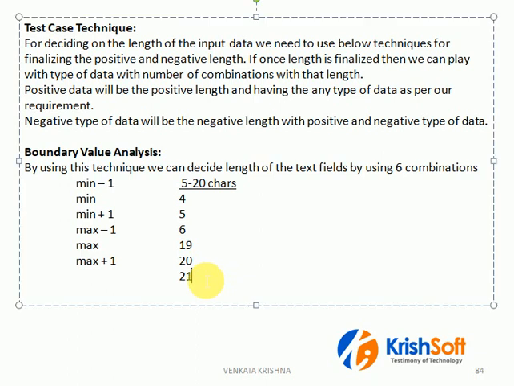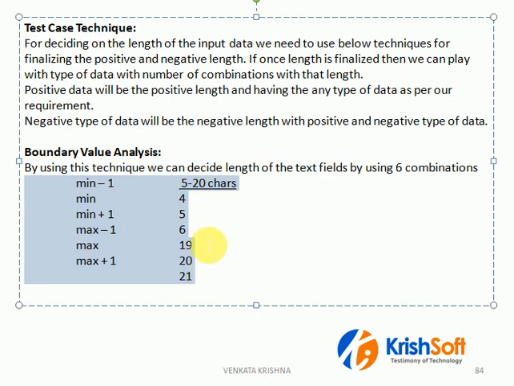Boundary value analysis tells you that if you want to verify any text field size, you need to verify only 6 values: minimum -1, minimum, minimum +1, maximum -1, maximum, maximum +1. In this case, I have taken a text field that should allow 5 to 20 characters, for example. Minimum -1 is 4, minimum is 5, minimum +1 is 6. Maximum -1 is 19, maximum is 20, maximum +1 is 21. So in this case, 4 and 21 are negative. Between these, the 4 are positive.